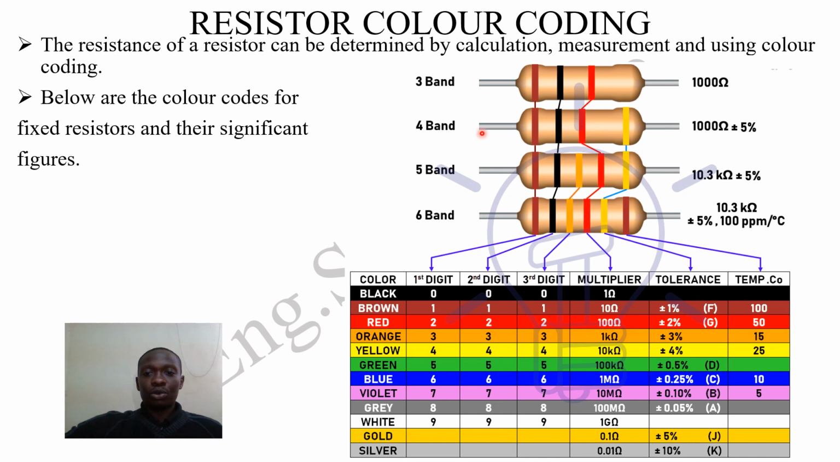You're supposed to know how these colors are aligned in that table and their values. Once you know that, then it will be very easy to tell the value of a resistor using color coding. So let's look at some examples on the next slide.